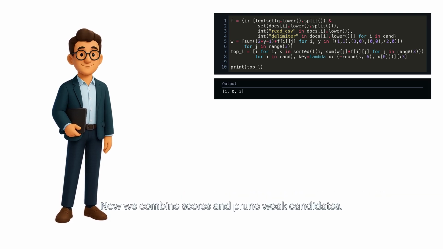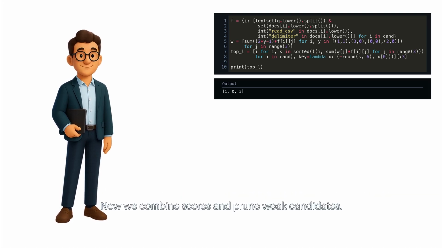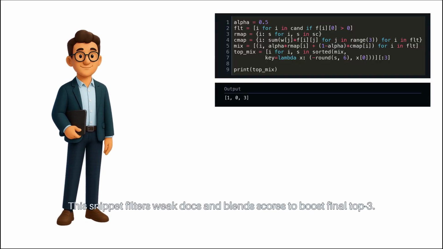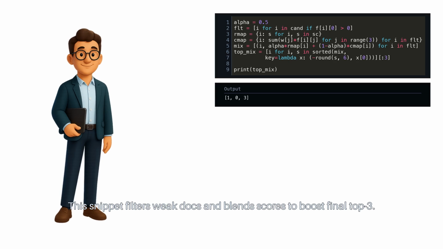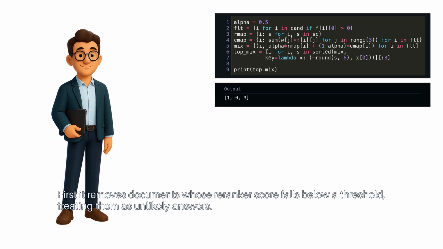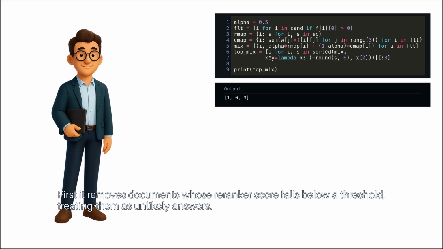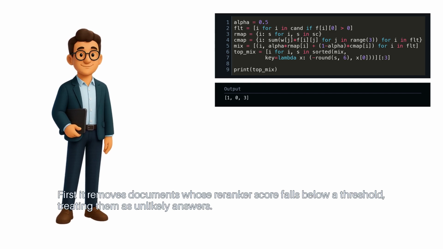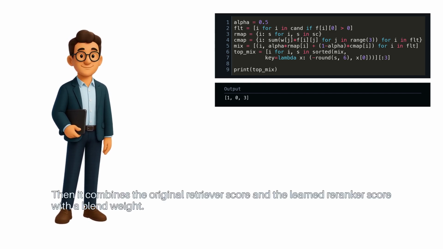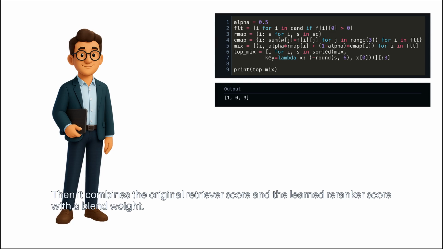Now we combine scores and prune weak candidates. This snippet filters weak docs and blends scores to boost final top 3. First, it removes documents whose re-ranker score falls below a threshold, treating them as unlikely answers. Then it combines the original retriever score and the learned re-ranker score with a blend weight.